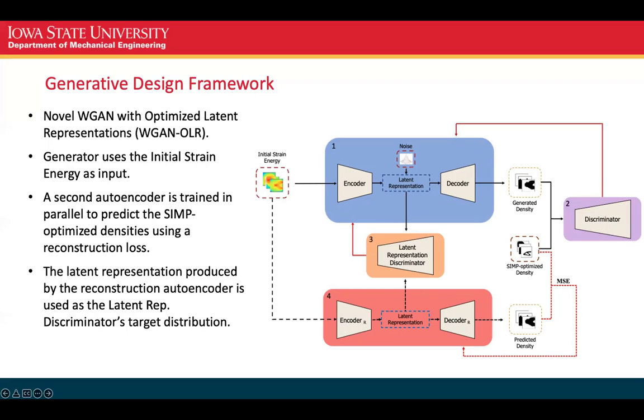At the core of this framework is a Wasserstein generative adversarial network, which utilizes two different discriminators. We refer to this architecture as a WGAN with optimized latent representations. The first discriminator, outlined in purple and labeled 2, measures the Wasserstein distance between SIMP optimized densities and the predicted optimal densities. The second discriminator, outlined in orange and labeled 3, measures the Wasserstein distance between the latent spaces produced by the generator and the additional reconstruction network. This reconstruction network is trained in parallel to the WGAN, using the initial strain energy as input to predict densities similar to the SIMP optimized densities.